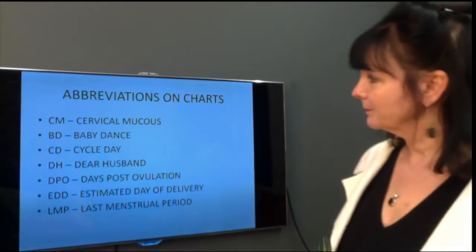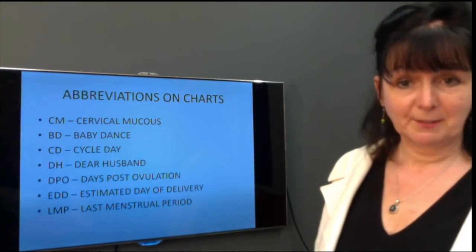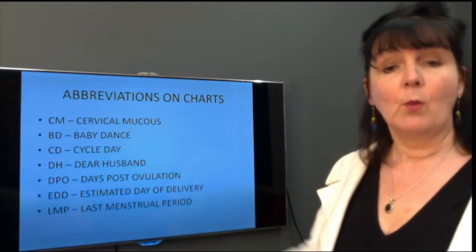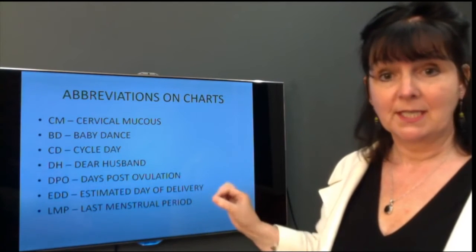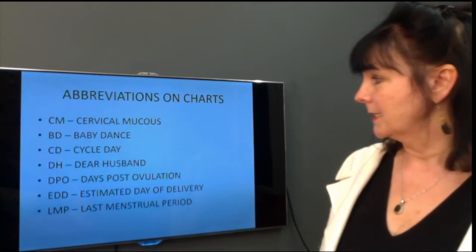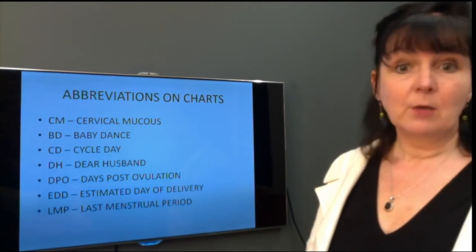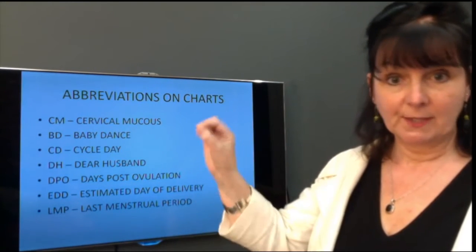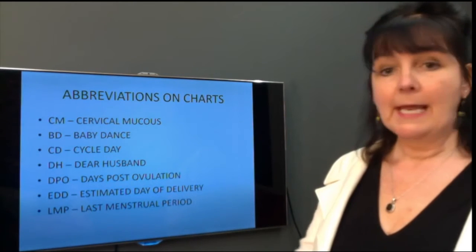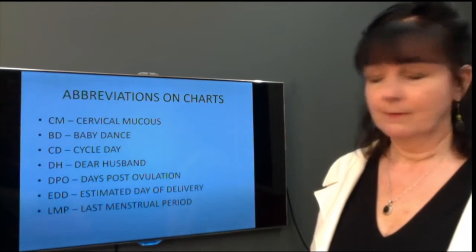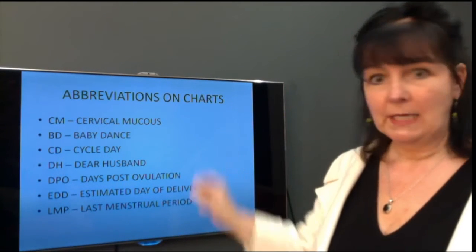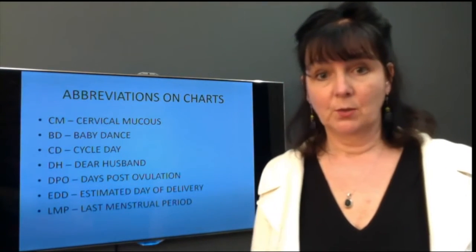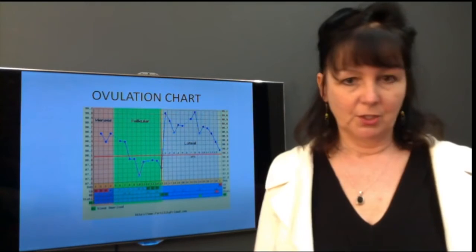Okay. DH is dear husband. Days post-ovulation, DPO, and when we look at the charts, you'll be able to see just how important that bit is. EDD, if they are pregnant, estimated day of delivery, so you may see that on the chart once they're pregnant. And LMP, last menstrual period. Okay, so they're all key abbreviations that you'll see.